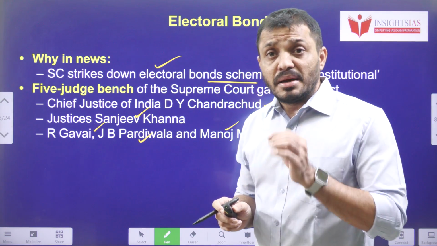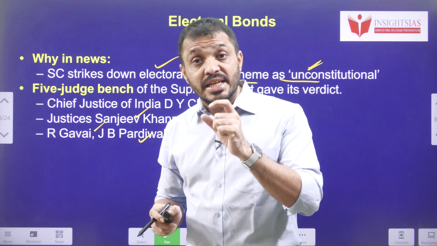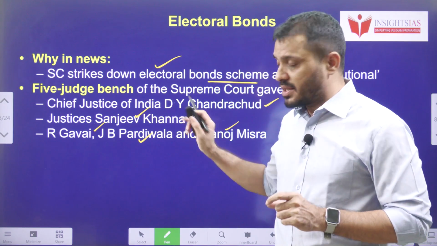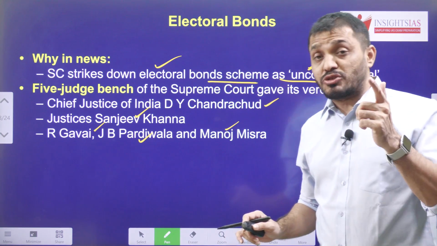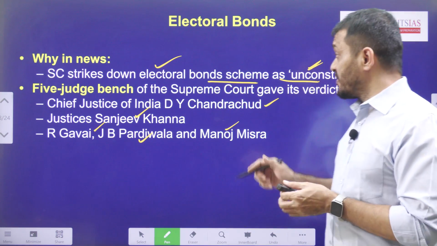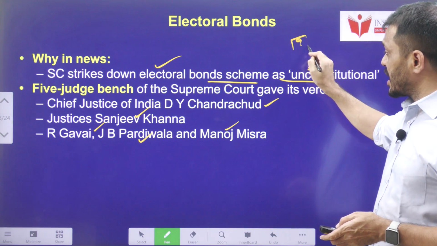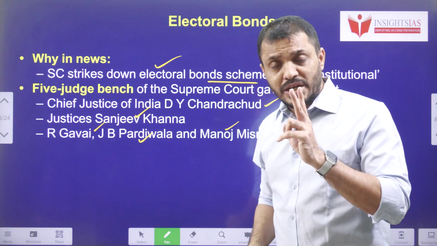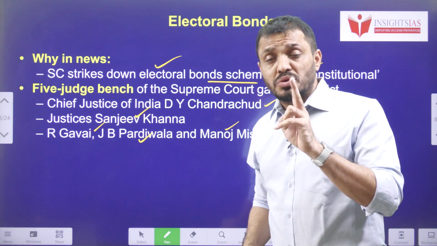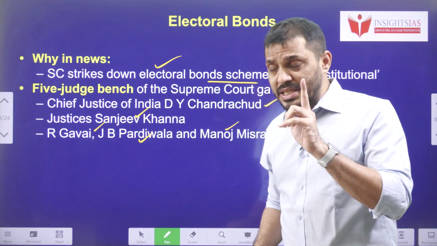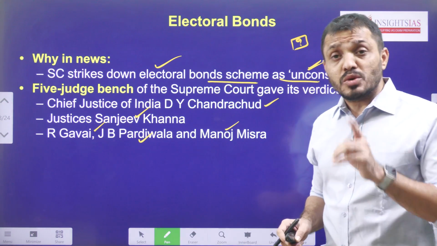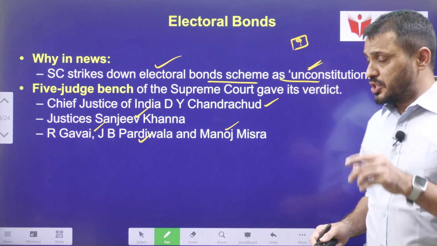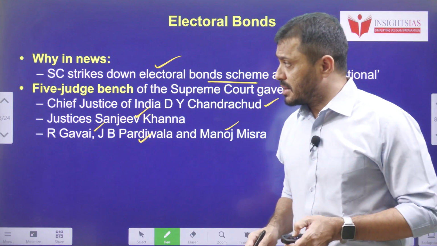You know students, the minimum bench strength required in any constitutional matter is 5. But there is another situation also where there will be 5 judges. There are two conditions in which the bench should contain a minimum of 5 judges. One is regarding constitutional matters. What is the other situation? Put your answer in the comment section.